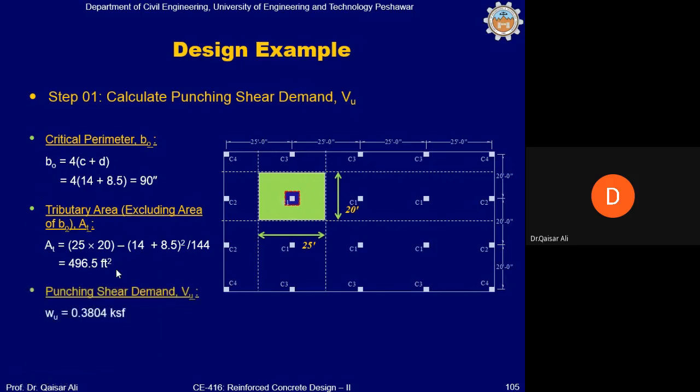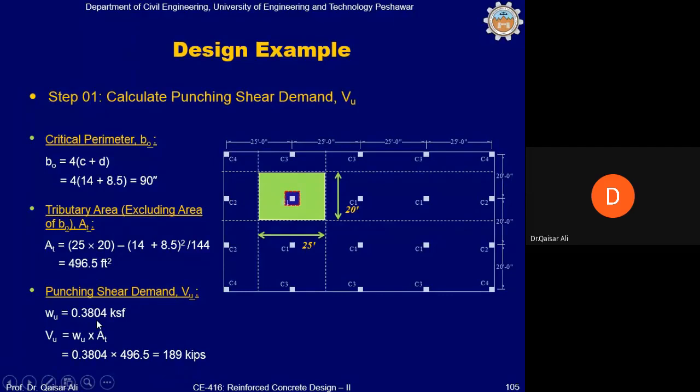Punching shear demand can now be calculated. We know the load is 0.3804 kip per square foot, so multiply by this. This gives us a punching shear demand of 189 kip. If we do not deduct this area, there will be only a small difference in the VU, because you know that 25 by 20 is 500 square foot. So 500 square feet multiplied by 0.3804 will give us around 200 kip punching shear. So there is a difference of only 10 kip, and the difference in area is only 4.5 square feet.